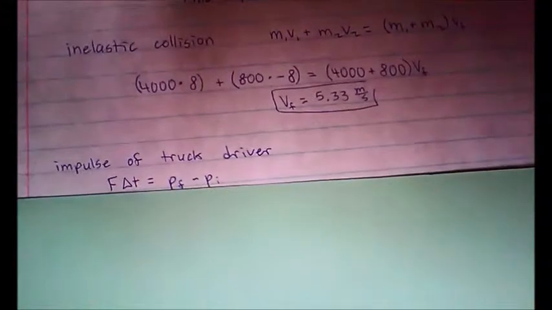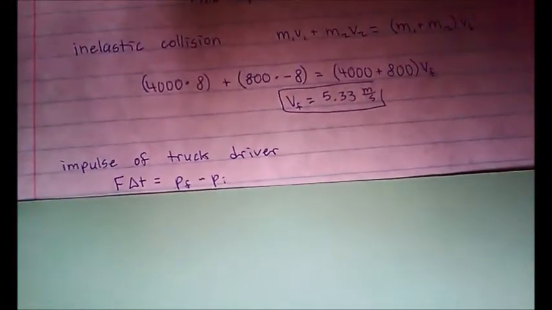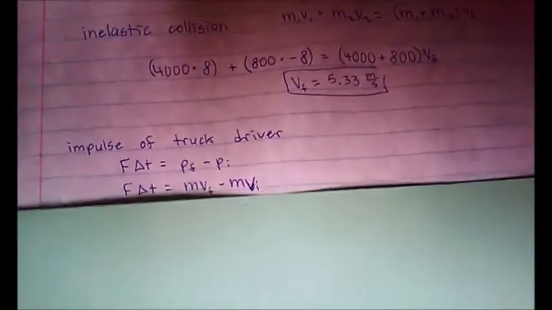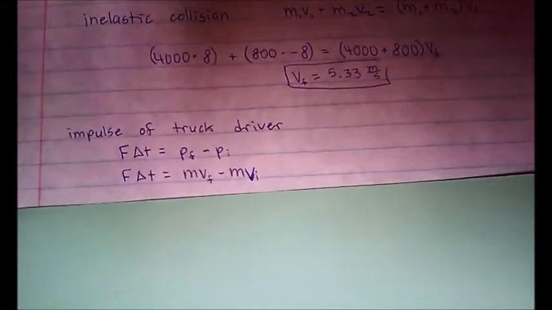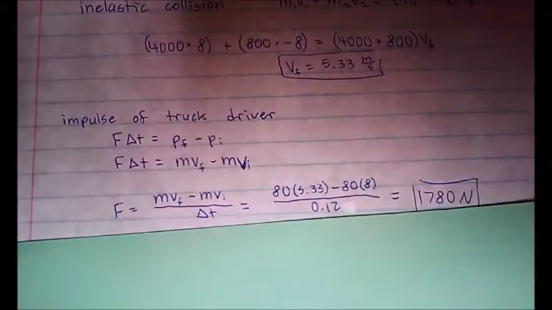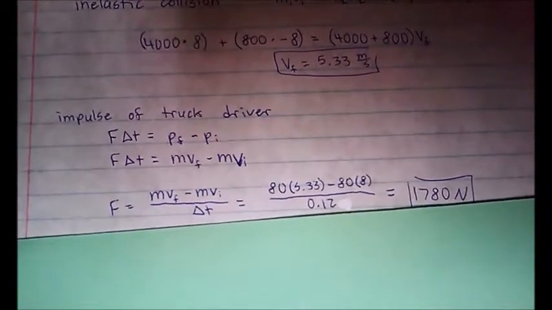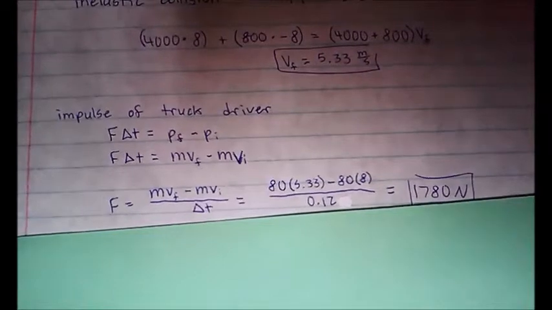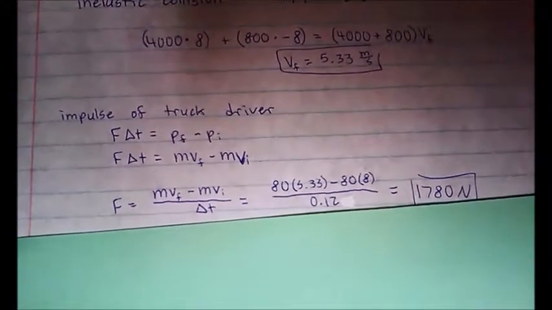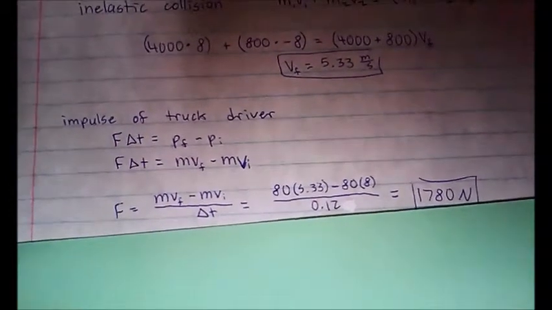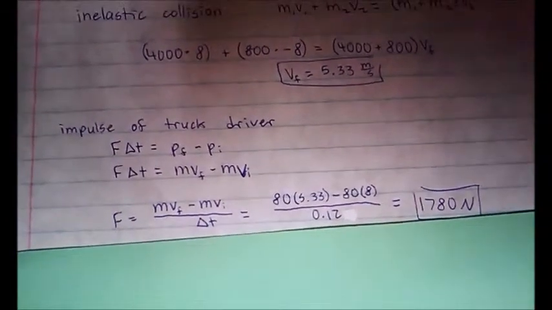Next, we find the impulse of the truck driver. We know the formula for impulse is momentum final minus momentum initial. We substitute this as mv final minus mv initial, and then move the delta t over. We plug in numbers, and we get 80 times 5.33, which is the final velocity we solved for above, minus 80 times 8, which is the initial velocity, 80 being the mass of the truck driver, all over 0.12, which is the given time frame. We solve this out to 1780 newtons.